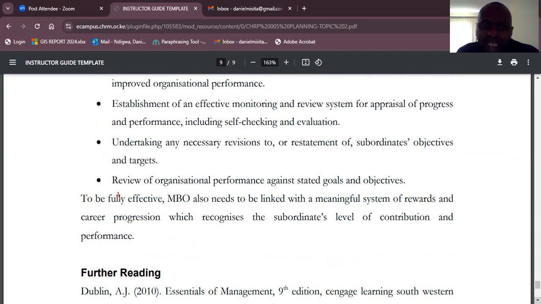Then the other thing is undertaking any necessary revision or restatement of subordinates' objectives and targets. You can easily review what you want to review and make necessary changes that will help you to achieve your objective at the end of the day. Then the other thing is review of organizational performance against stated goals and objectives. You can also review your performance so that at the end of the day, it becomes easy to achieve what you want to achieve.